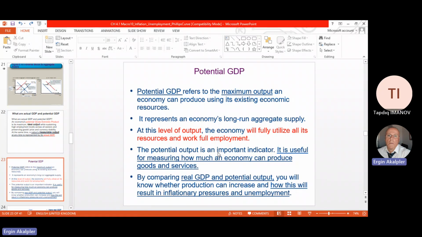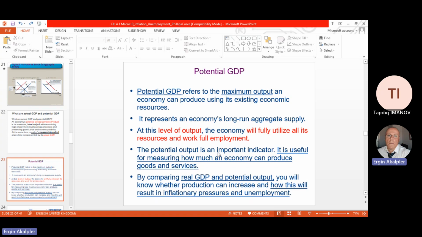Potential GDP refers to the maximum output an economy can produce using its existing economic resources. It represents an economy's long-run aggregate supply. At this level of output, the economy will fully utilize all its resources and have full employment. The potential output is an important indicator. It is useful for measuring how much an economy can produce in goods and services. By comparing real GDP and potential output, you will know whether production can increase and how this will result in inflationary pressures and unemployment.